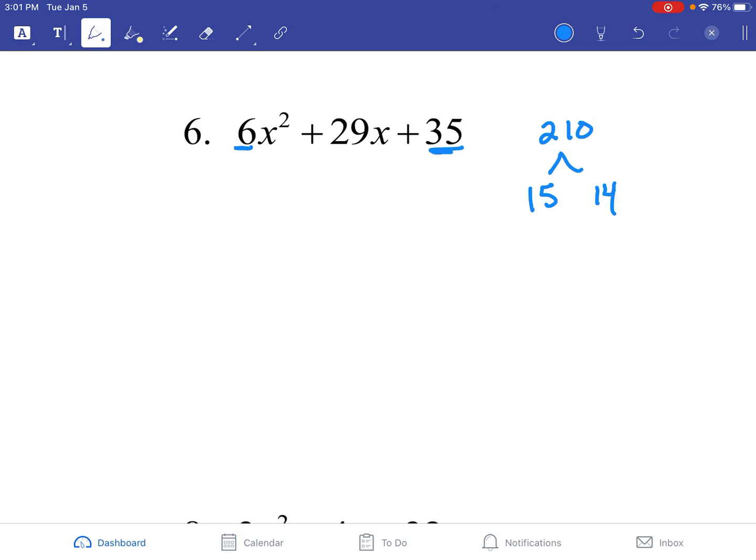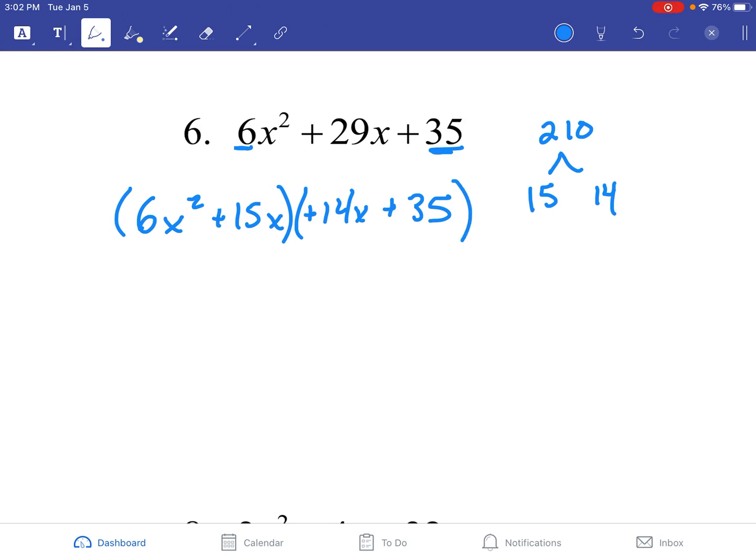Okay, so now we're going to replace the 29x with 15x and 14x. So I have 6x squared plus 15x plus 14x plus 35. Okay. I grouped them, so I have the first two and the last two. Now I figure out what I can take out of each set of parentheses.